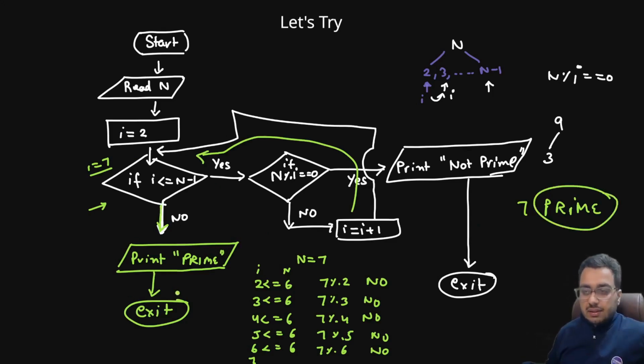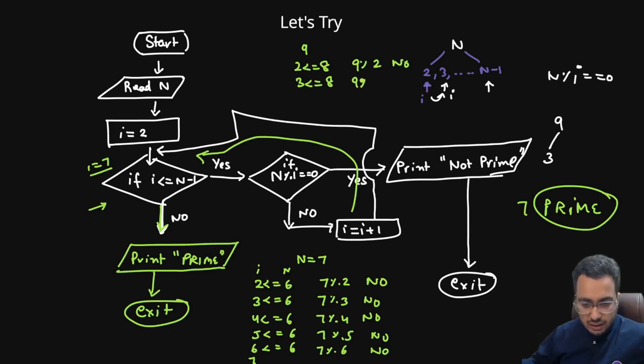And then we exit. So if it would have been some other number like 9, you would have done, okay, 2 is less than equal to 8, but 9 is not divisible by 2. Make it 3. 3 is less than equal to 8, and 9 mod 3 is 0. So you come here, then you hit a yes, you print it is not prime, and then you exit. So in case of 9, you will print that this number is not prime.